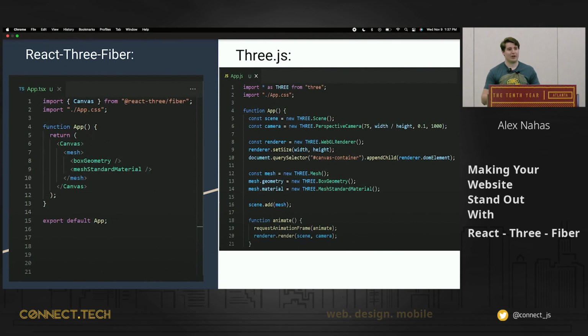And then it's very imperative. It's not easy to write. It's a lot of repeated code. Whereas on the left side with React Three Fiber, it's just a declarative approach. Just say, hey, I want a canvas component, and I want a box within it. In this case, just a mesh. And then you define the geometry of that mesh, and then also the material of that mesh.